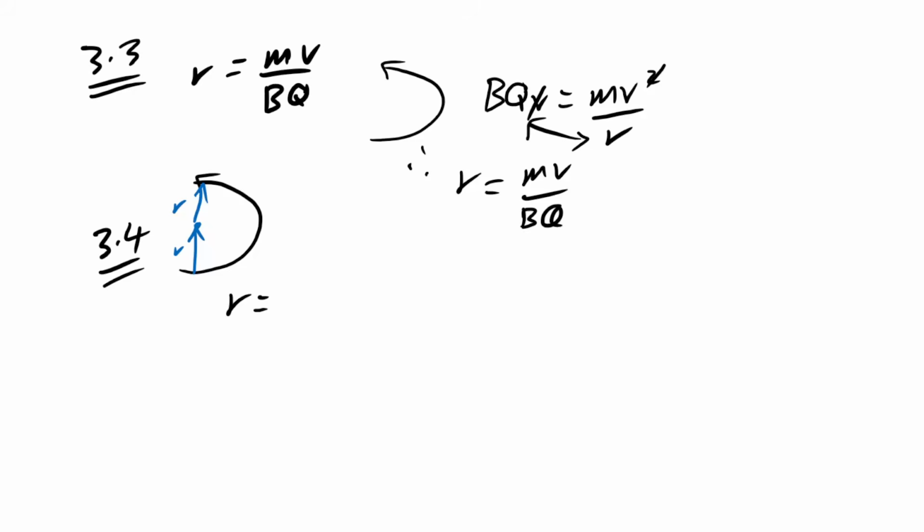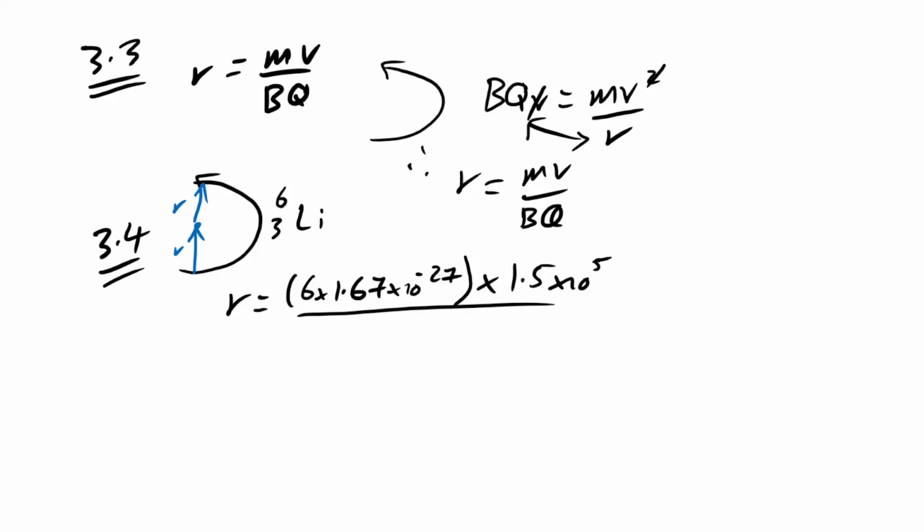So we already have the question. That's nice. It's a lithium ion, so we're told that it is 6 and 3. So we're going to say the mass is 6 times 1.67 times 10 to the minus 27 times the velocity, 1.5 times 10 to the 5, divided by the same flux density that we had before, so magnetic field makes sense, times the charge. It is just singly charged. If you made a mistake in this question, you might have done 3 times 1.6, but no, it's got 3 protons, but it's only missing 1 electron, so therefore it's only going to have a charge of 1 of these.